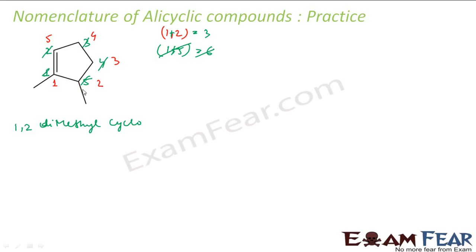I have 5 carbon here, cyclopent, right? And I have ene. Why? This double bond. Since it has 1 position, I can write pent-1-ene, or I can just write pentene. If it is not there, that means it is at position 1. So this is 1,2-dimethylcyclopentene. Let's take another one.